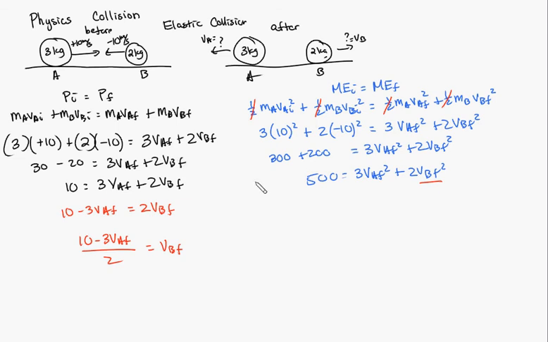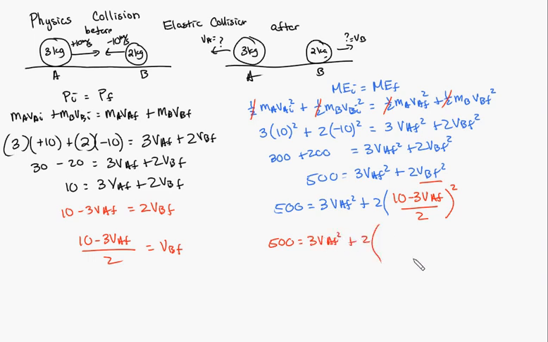So we have 500. I'm going to do blue so you can see what's going on. 500 is equal to 3 VAF squared plus 2, and we're going to enter what we solved from the momentum side, which is 10 minus 3VAF divided by 2, squared. All right, so we just have to square that and then see where it leads us. 500 is equal to 3VAF squared plus 2 times this whole thing squared.